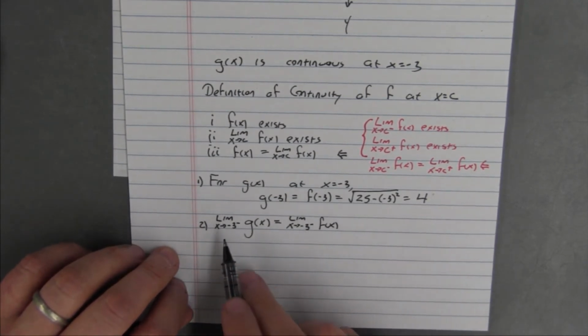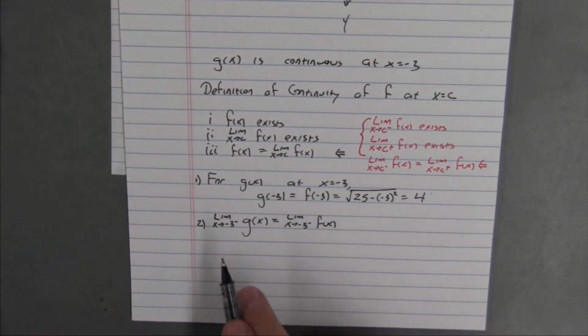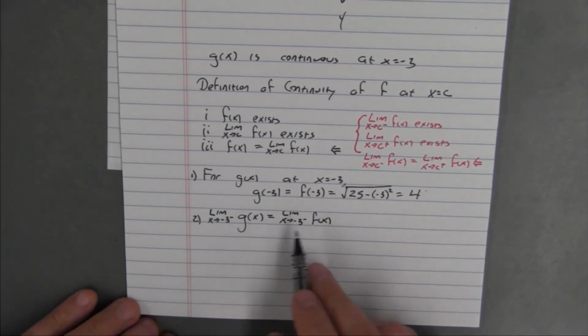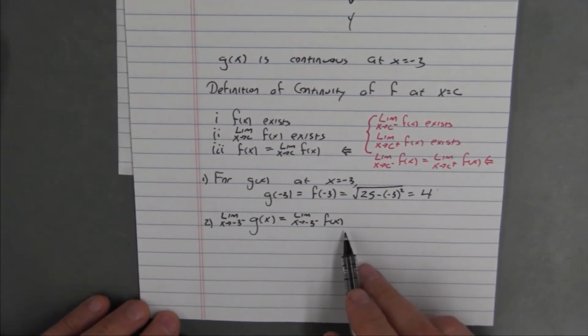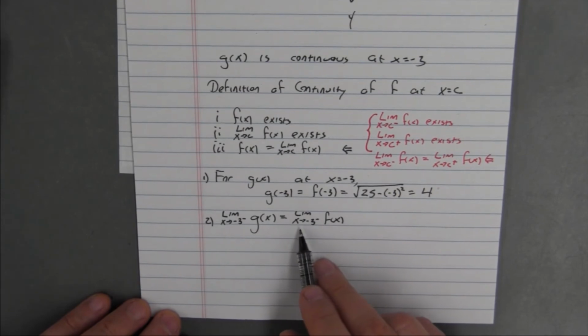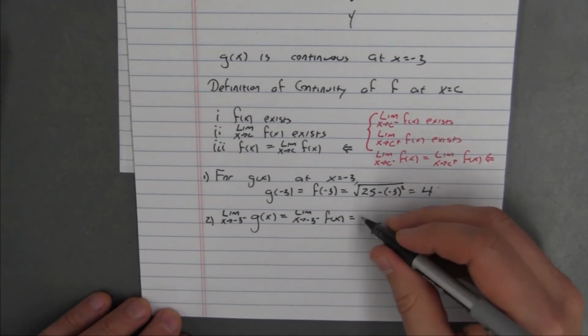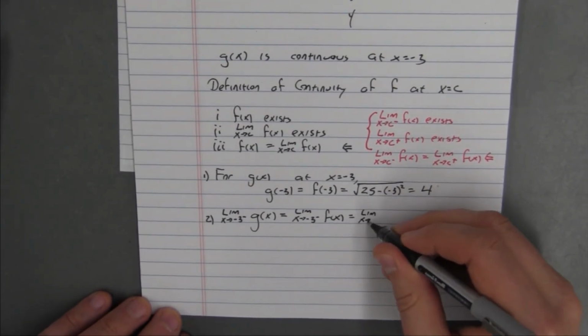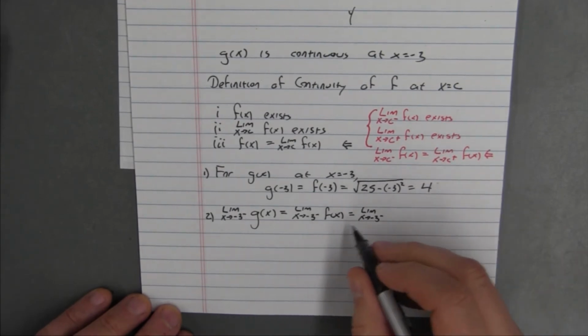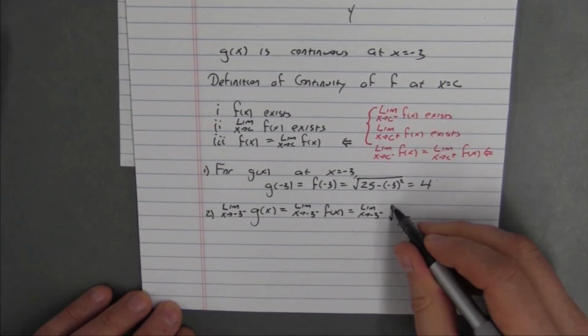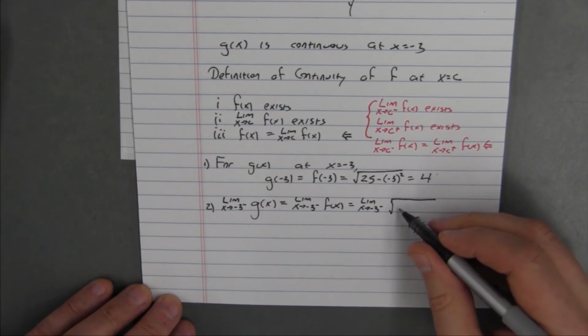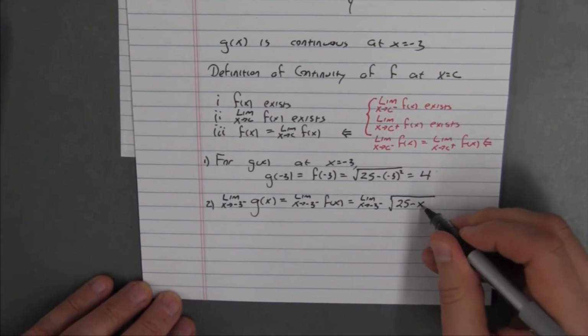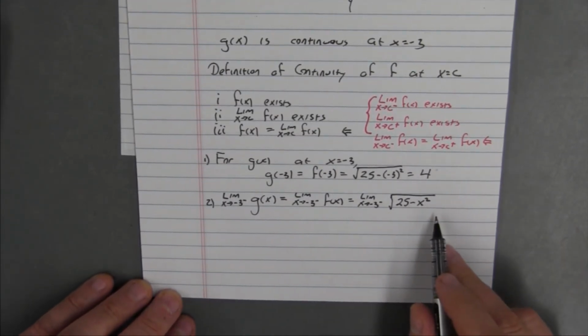Now, when we write this equation, we don't want to drop that limit sign. We're interested in the limit. We don't want to say g of x is equal to f of x and start dropping the limit sign. This limit is equal to this limit, and that is the limit as x approaches -3 from the left of our f of x. Our f of x was square root of 25 minus x squared. Now we want to go and evaluate this limit.